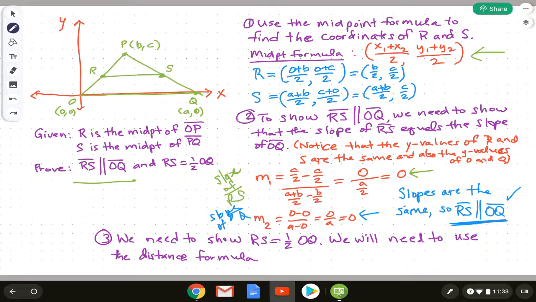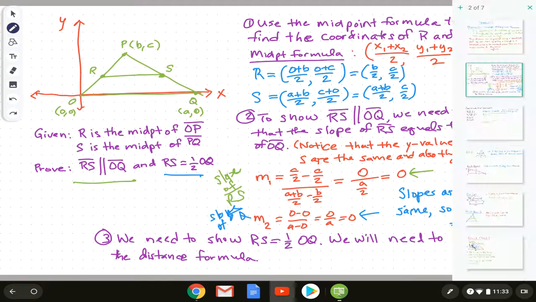The other part we need to show is that RS is half the length of OQ. In order to do that, we're going to need to use the distance formula. We have to go to the next page. I didn't have room.